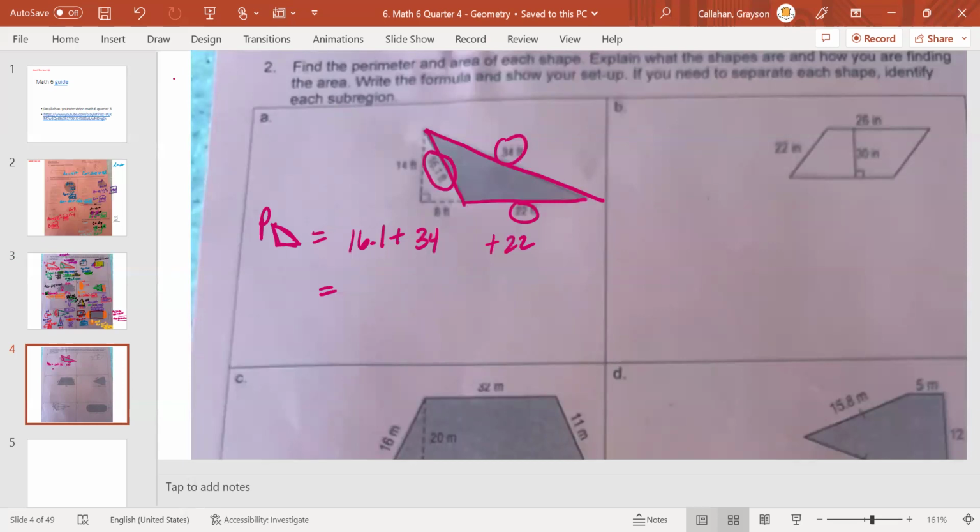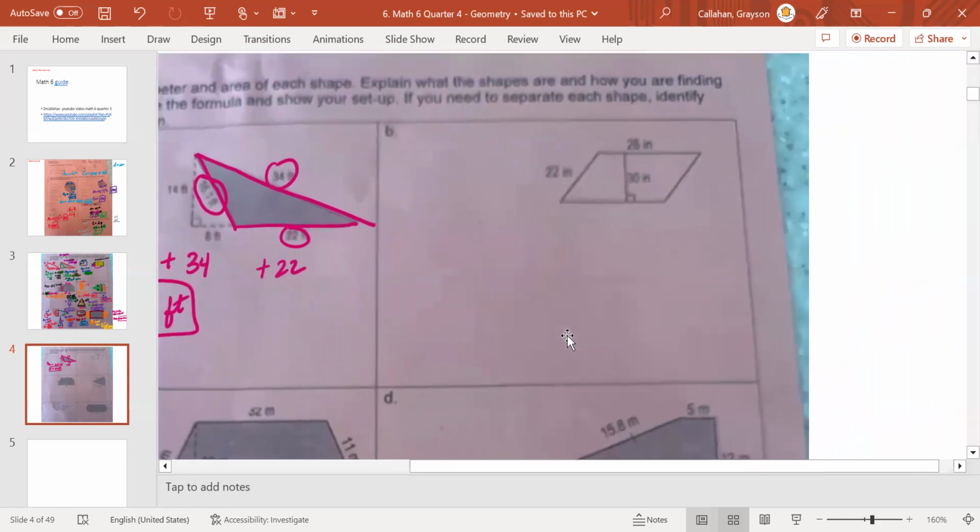What do you have? 16.1 plus 34 plus 22. 72.1. Okay, 72.1 feet, right? And there's no squared because you're doing perimeter. That's your perimeter, right? Now let's take a look at B.